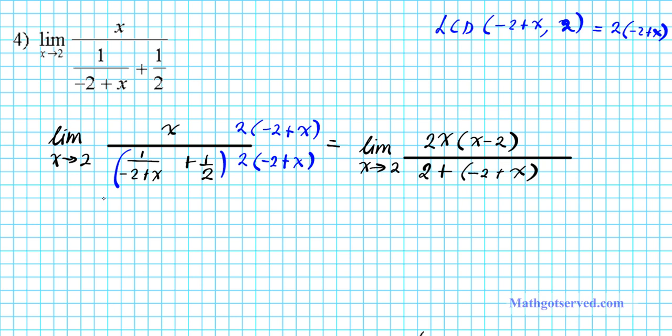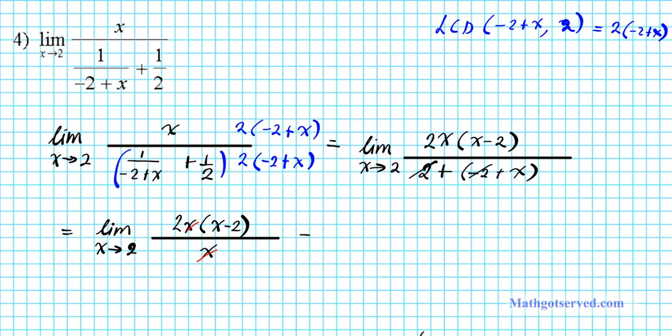Let's simplify that. We have the limit as x approaches 2 of 2x times x minus 2 divided by, now if I simplify the denominator, you notice that these 2's cancel out. Plus 2 plus minus 2 is just 2 minus 2, which is 0. And I'm left with an x. These two x's divide out.